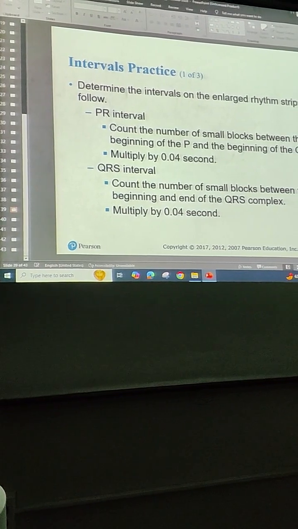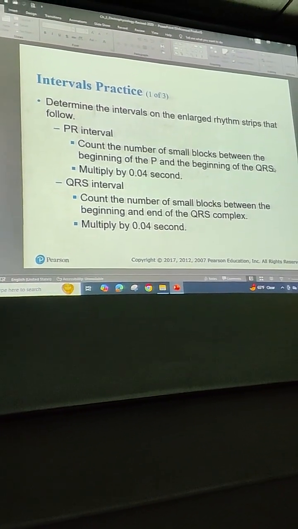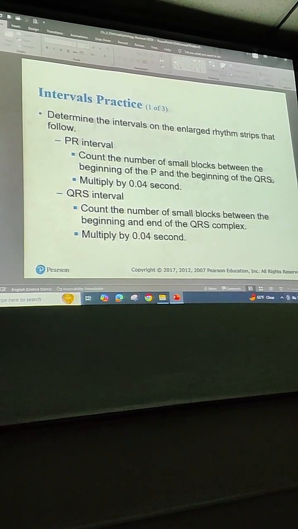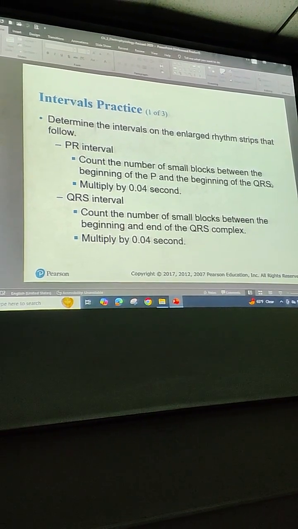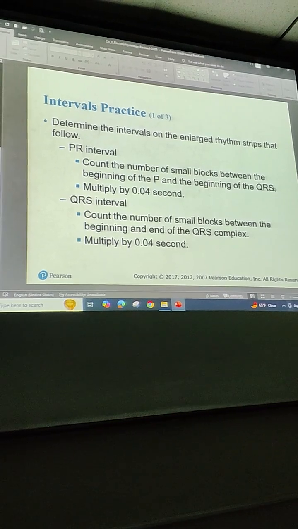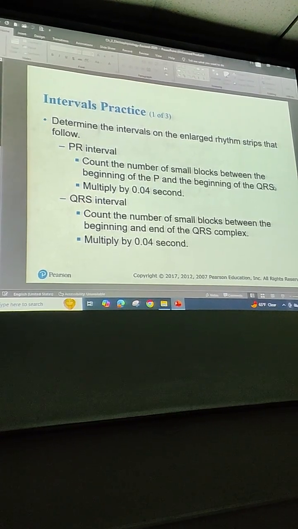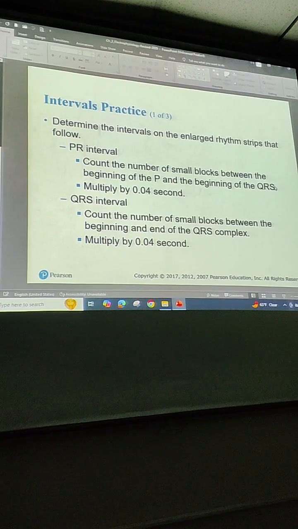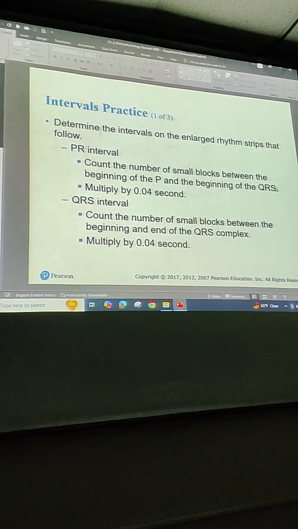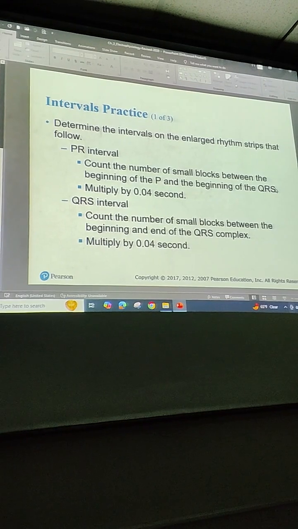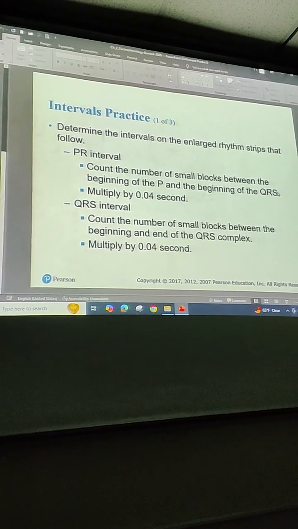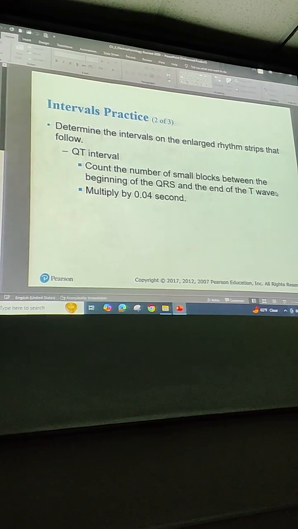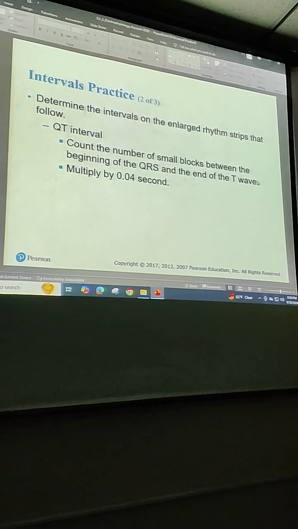Here are all the definitions that we went through. Remember, with intervals, don't spend too much effort memorizing them. Just know where they are located on the EKG, in between one cycle. What is the difference between a segment only and the whole interval? That's what you need to know when looking at an EKG. Everything else, we're not going to measure. QT interval, we talked about that.